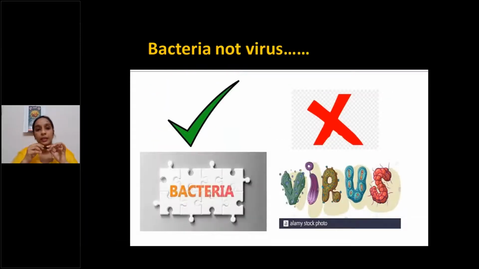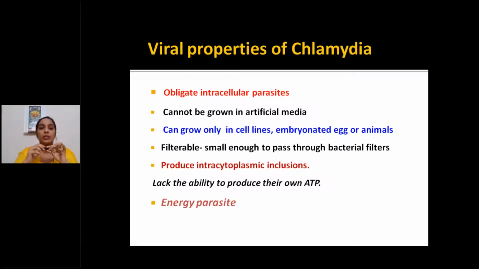Next, Chlamydia is bacteria, not at all virus. This is a very important point. Chlamydia exhibits many major viral properties, but at the same time it exhibits bacterial properties also. But this is bacteria, not virus. So, what viral properties are exhibited by Chlamydia?